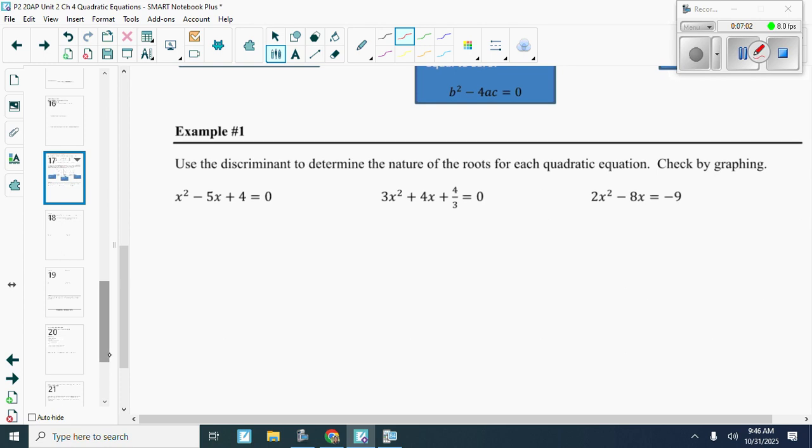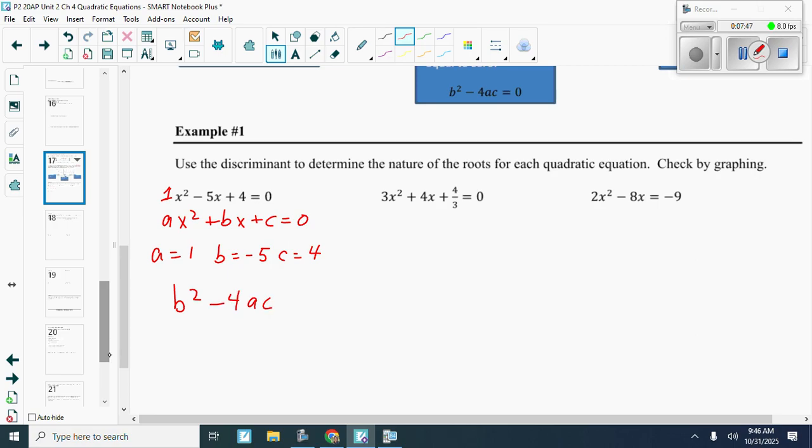Use the discriminant to determine the nature of the roots for these quadratics. So don't forget, here's your form. Obviously, what's the value of A? 1. Yeah, invisible math says there's a 1 in front of the x squared, so A is going to be 1. B is going to be, is it positive or negative 5? What do you think? I take the sign with it. So B is actually going to be negative 5. So A is 1, B is negative 5, and C is positive 4.